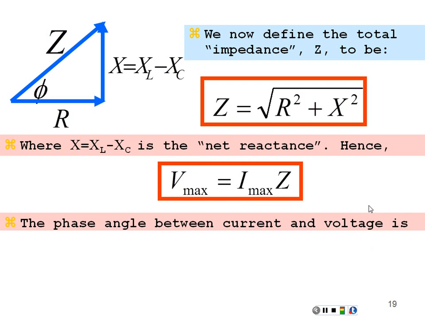With this definition, we can now define the phase angle between our voltage and the current as being equal to phi, and that is equal to, as I look at this triangle here, the inverse tangent of our net reactance over our resistance. We can think of it as our imaginary portion of opposition to our real portion of opposition.